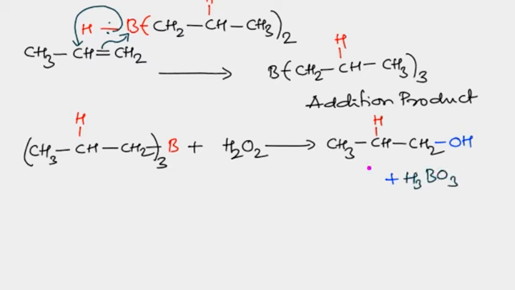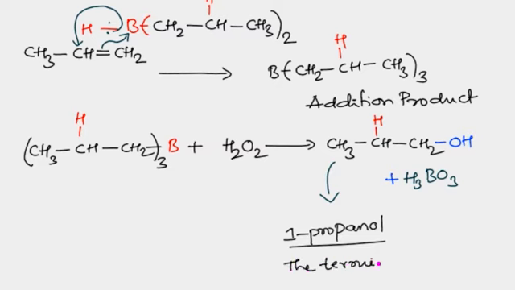And you just notice that this alcohol, whatever alcohol you got, is very interesting. We got a terminal alkene, and in the terminal alkene, the OH group attached to a terminal carbon. Okay, so we get here 1-propanol, and this is a terminal alcohol. It is the terminal alcohol.